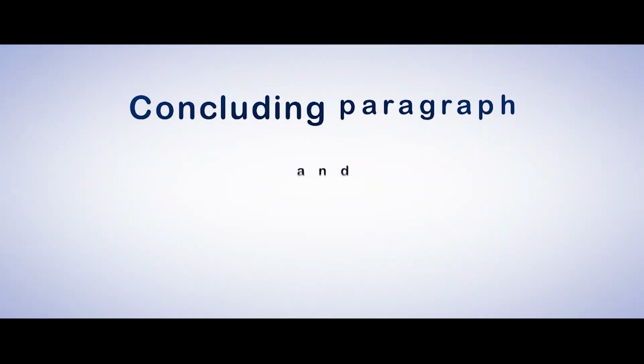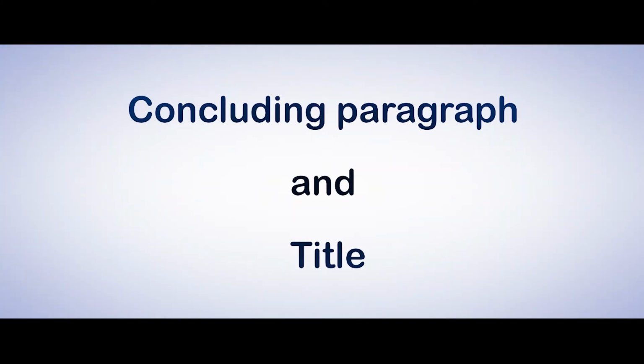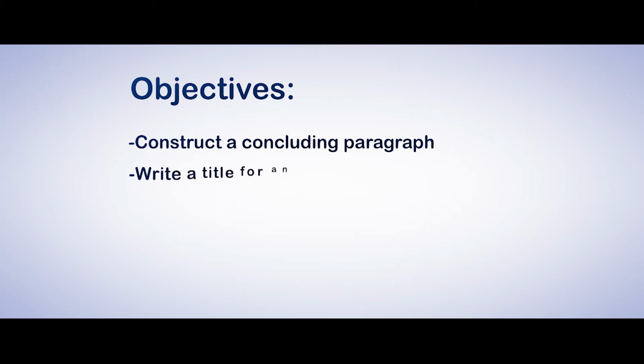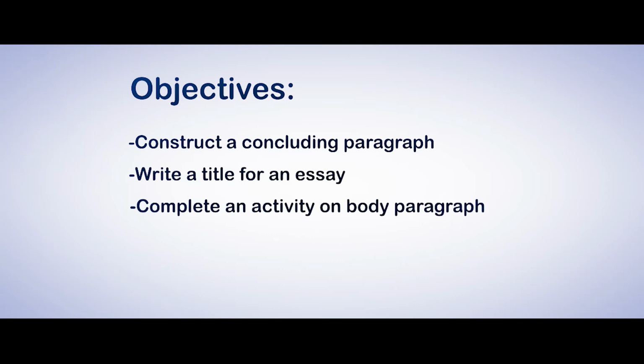This lesson targets class 9 and 10 students, key stage 4. In this lesson, we'll be discussing how to write a concluding paragraph and also provide a title for an expository essay. The objectives are that you should be able to construct a closure or concluding paragraph of an essay, and also write a title for your essay. We also have one extra activity on body paragraph, and you should be able to complete those activities.